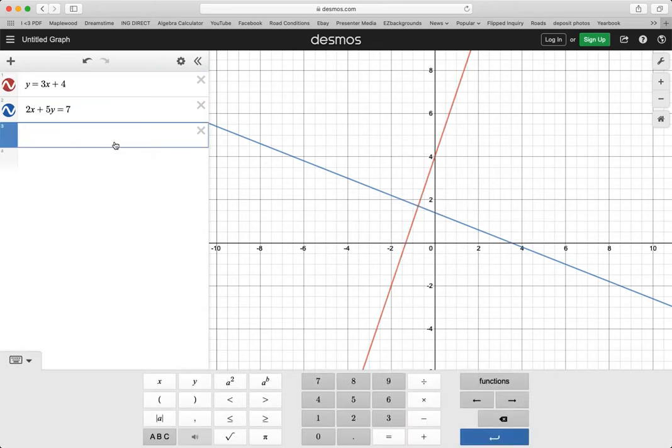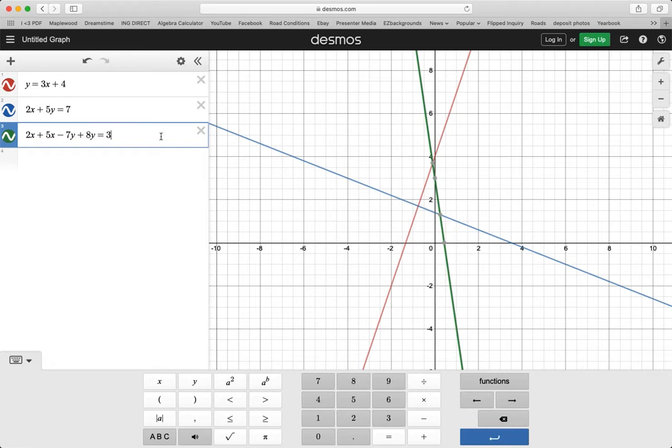I could put in 2x plus 5x minus 7y plus 8y equals 3. And notice it just graphs the line. It's going to simplify it and graph it all by itself.